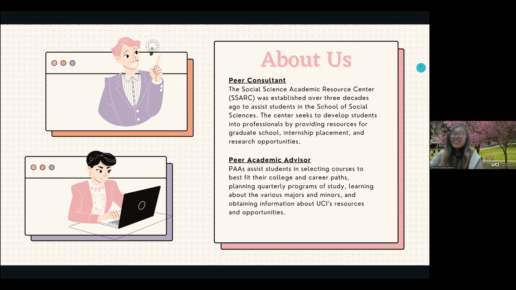And then peer advisors, we work in the advising office, which is different than the SSARC, but kind of like right across from it. And we help students mainly picking out their classes. We learn about the different majors and minors in our school to help students if they want to add double majors or add minors. And then we also help disseminate information about UCI's different academic resources on campus so that they can thrive academically.